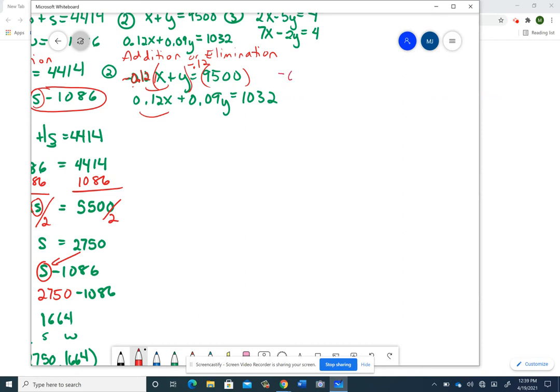So this is negative 0.12x plus, actually minus 0.12y equals 9,500 times negative 0.12, which would be negative 1140. Then I'm just going to bring that second equation as it was written: 0.12x plus 0.09y equals 1032.